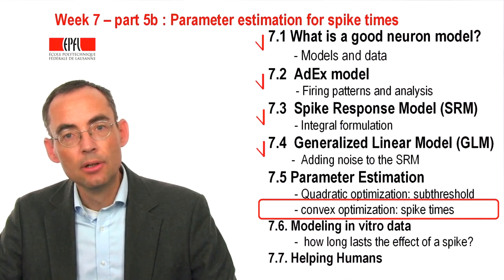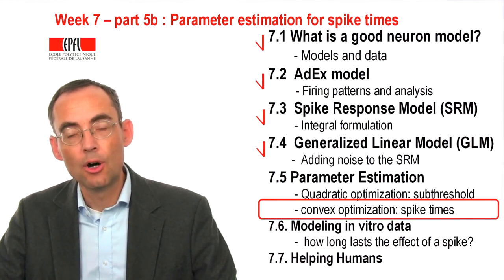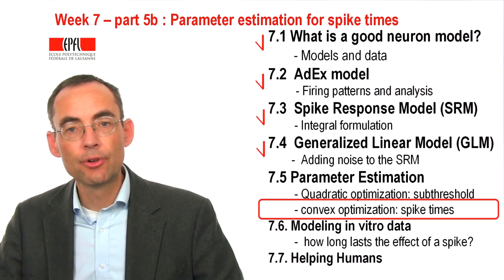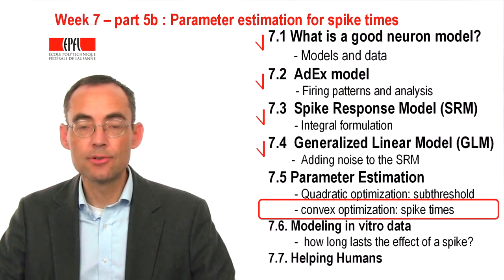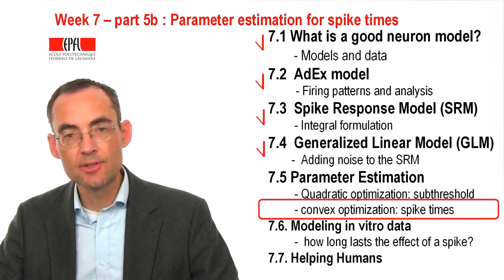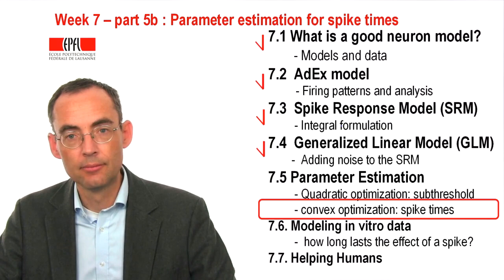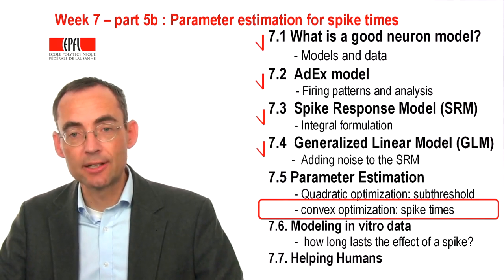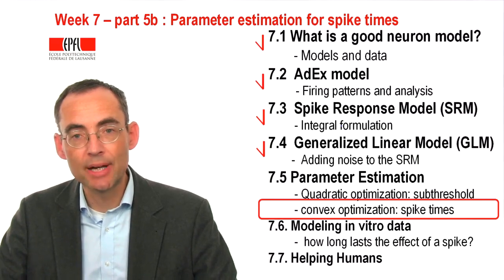So this is part 5B of week 7. So far we have been limited to quadratic error functions that arise when we optimize the parameters for predicting the subthreshold potential. However, from a good neuron model, we also expect that we should be able to predict spike times.